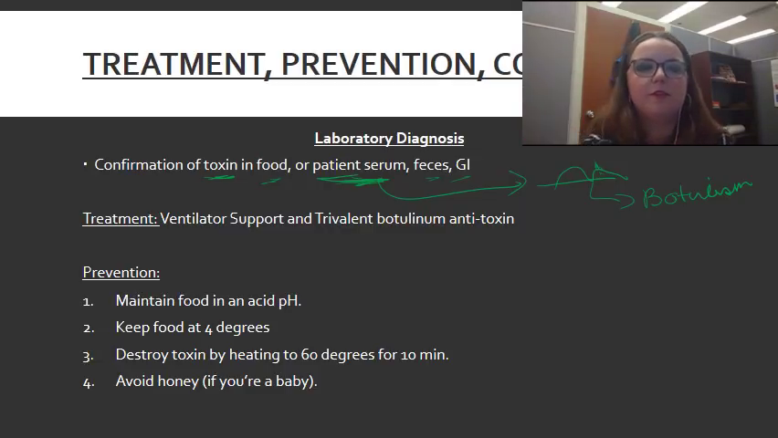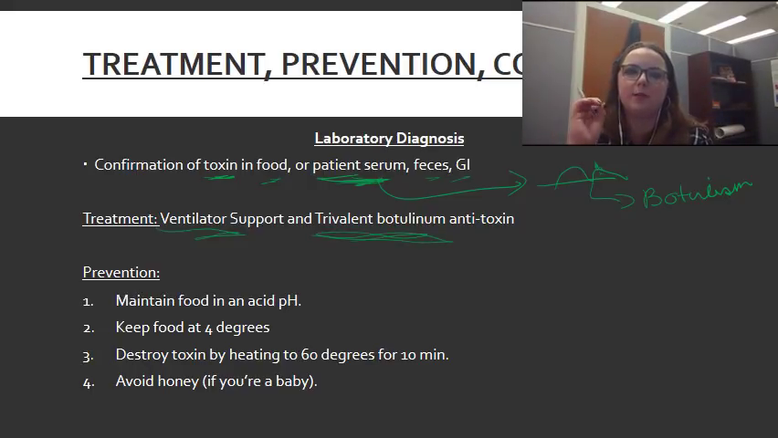Treatment, two things. Ventilator support, right? Because we're worried about respiratory paralysis. And then there is also a trivalent botulinum antitoxin that can be used to bind up any toxin that is produced locally, to kind of slow down the paralysis while we wait for the rest of the toxin effect to go away. Really, we're going to aim at preventing it in the first place.